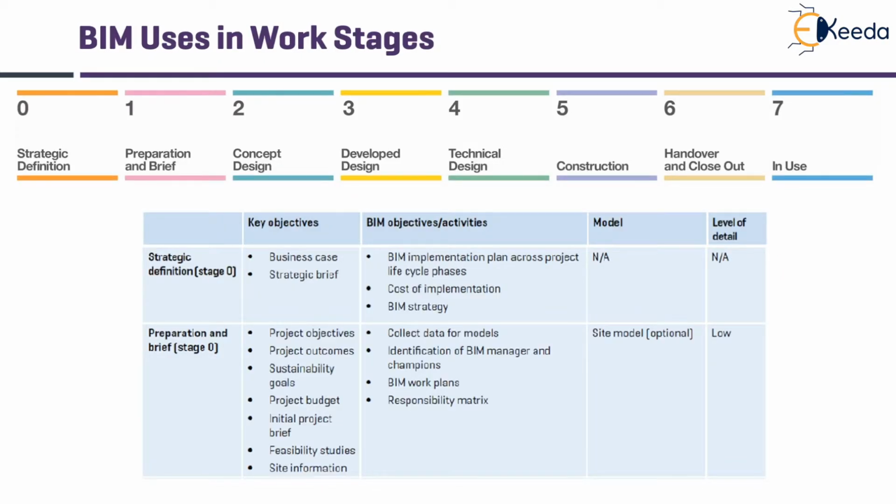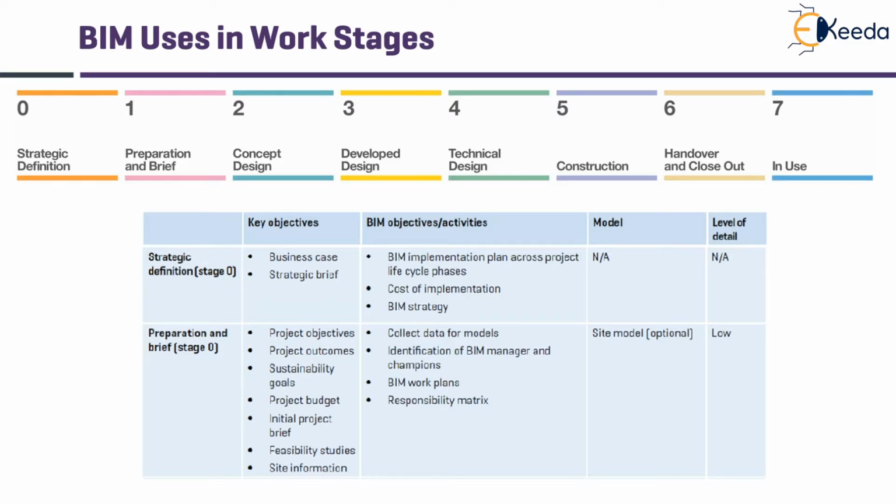As we have seen in previous video, how BIM is used throughout the project life cycle. Here, the uses of BIM in various work stages as defined by RIBA is shown. That is, strategic definition, preparation and brief, concept design stage, developed design stage, technical design stage, construction stage, the handover and closeout, and in use phase. Some of the key objectives, the BIM activities, and the level of detail of the BIM model can be seen here.